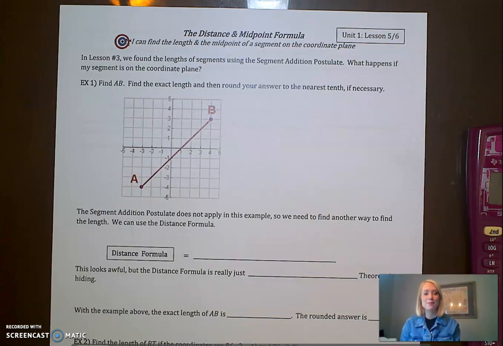Guys, welcome back. We're doing real math today. We're doing the distance formula and the midpoint formula. So a lot of numbers. Hope you got your calculator.